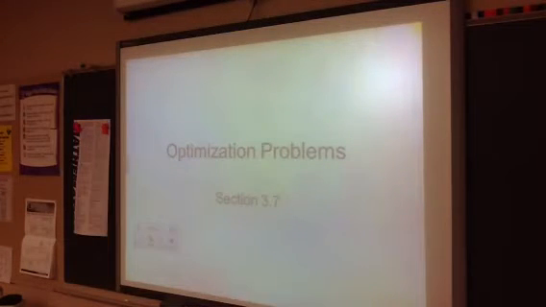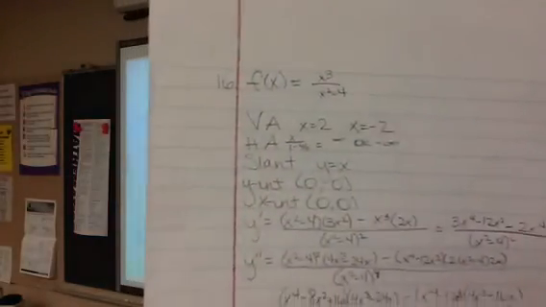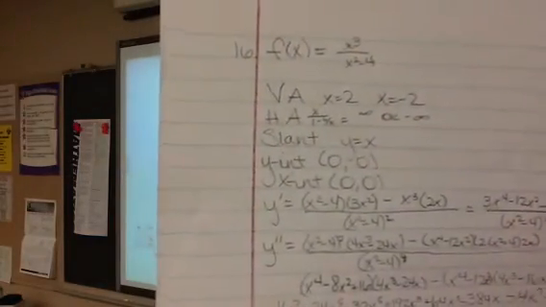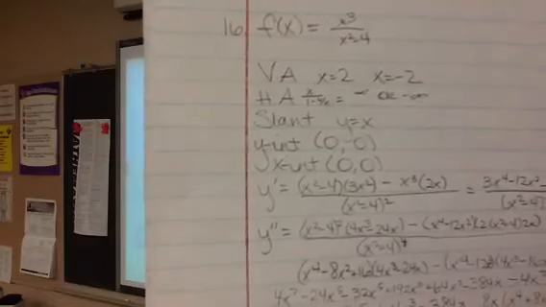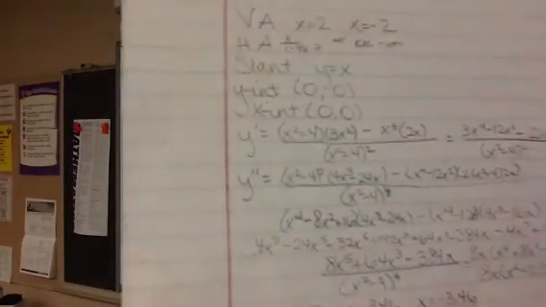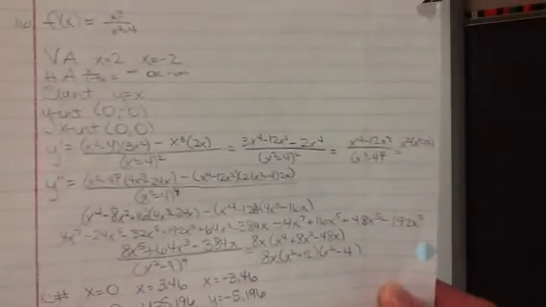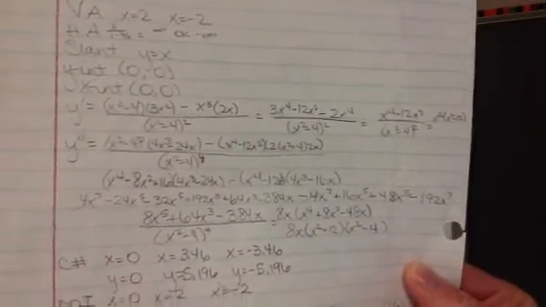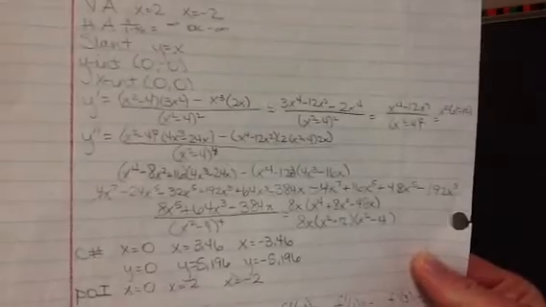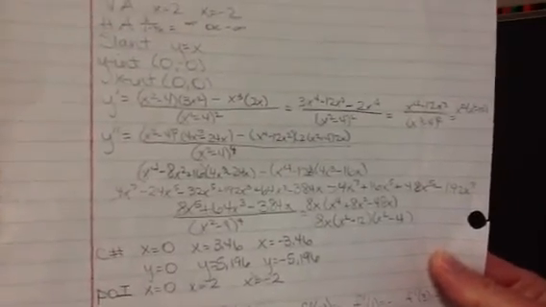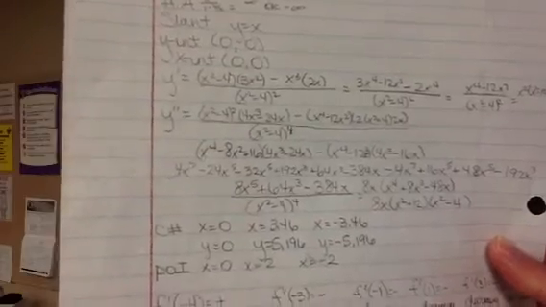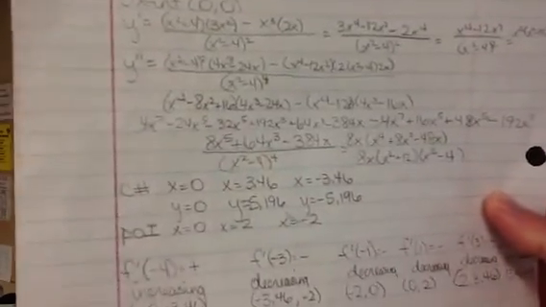For number 16, you have a vertical asymptote at x equals 2 and x equals negative 2. There is no horizontal. There's a slant at y equals x. Y-intercept and x-intercept are (0, 0). You have a first derivative of (x to the fourth minus 12x squared) over (x squared minus 4) quantity squared. For your second derivative, 8x to the fifth plus 64x cubed minus 384x all over (x squared minus 4) to the fourth.